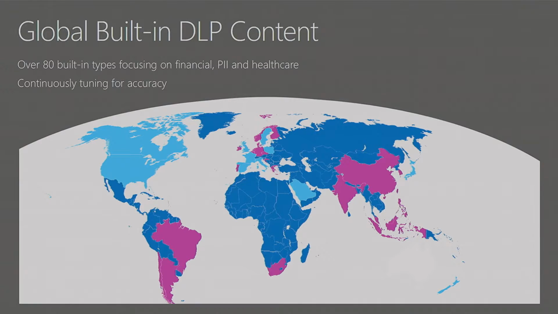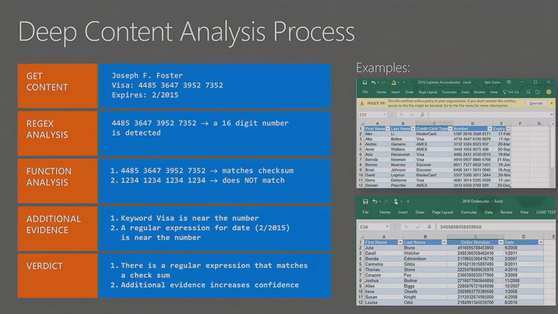And we're continuously tuning for accuracy. Because of a lot of the deployments that you're part of, by volume we're becoming one of the largest DLP vendors from a scan perspective. We also get feedback from you in terms of accuracy. That all gets fed in to make the built-in types better over time.